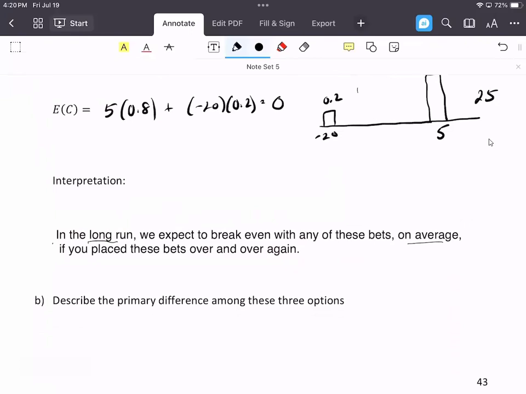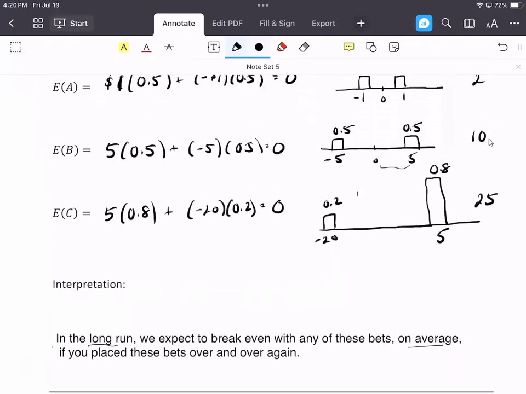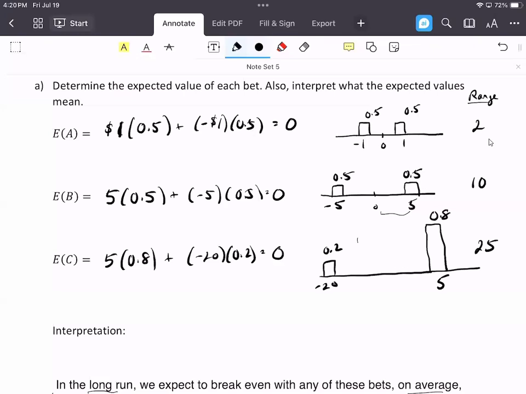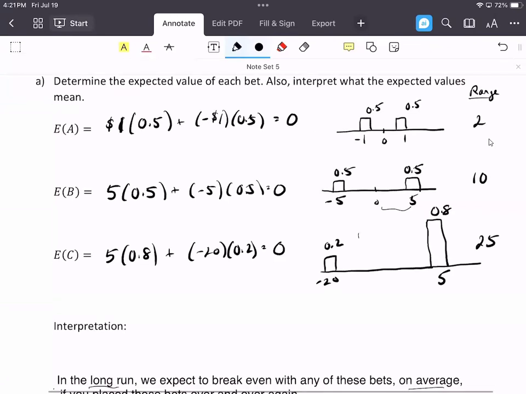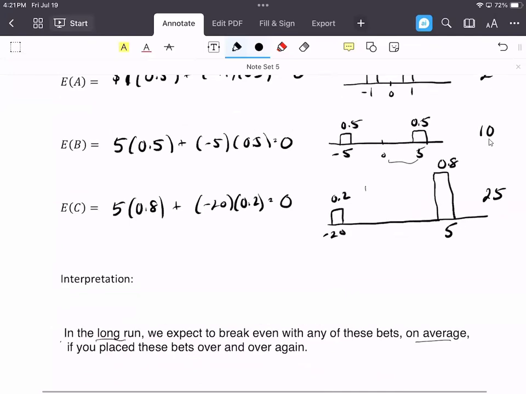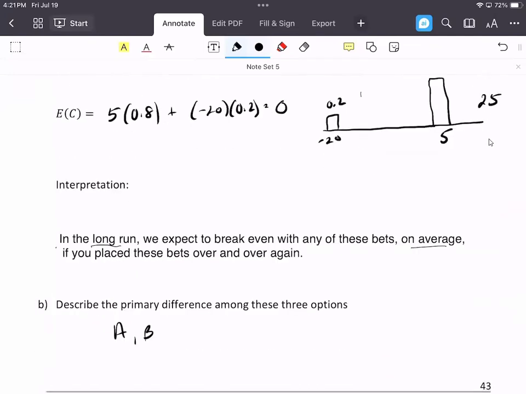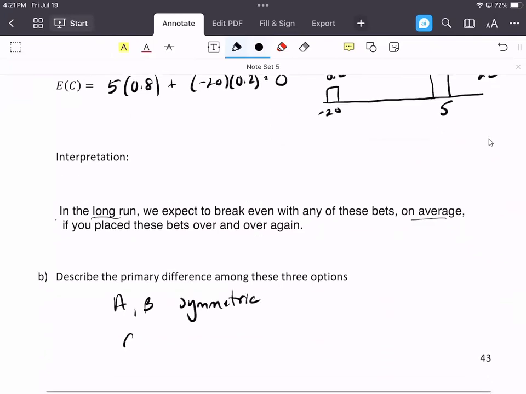Now, what's the primary difference between these three options? Thinking about what we remember about a quantitative variable, the centers are all the same, but the spreads are definitely different, and the shapes are different. A and B are both symmetric, but C is skewed, and it's skewed which way? The weirdness is to the left, but they all have the same mean.